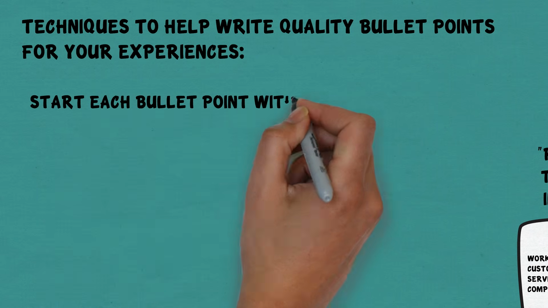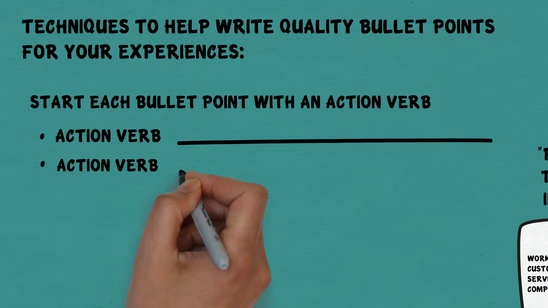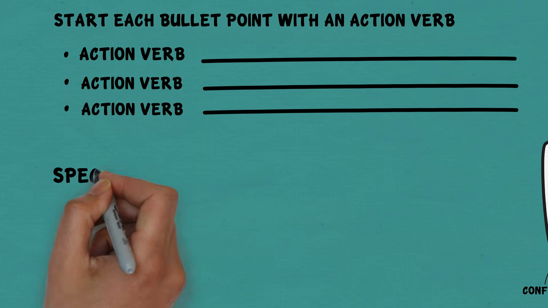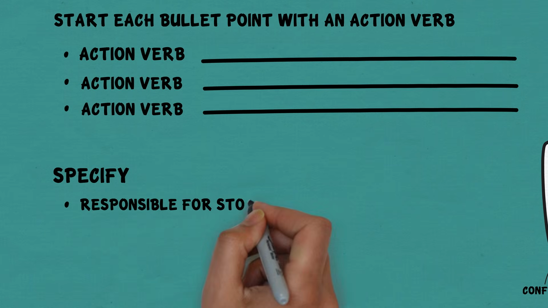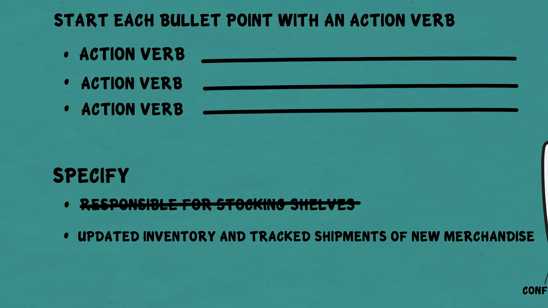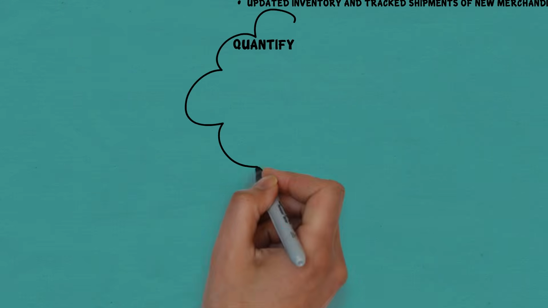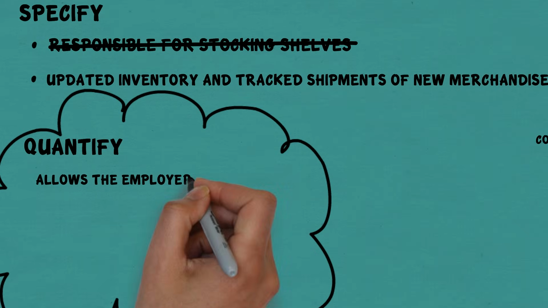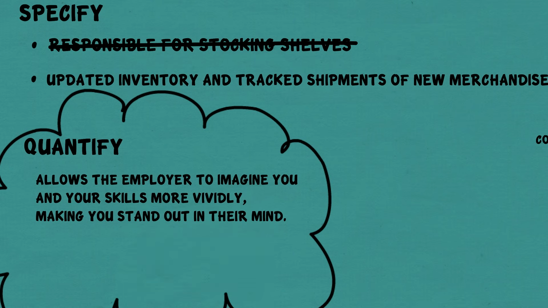First, start each bullet point with an action verb. This will help the person scanning your resume to feel energized and keep reading. Next, you'll want to specify. Instead of a bullet reading, "responsible for stocking shelves," say, "updated inventory and tracked shipments of new merchandise." You'll also want to quantify. Now, quantifying isn't about impressing them with numbers. The technique actually allows the employer to imagine you and your skills more vividly, making you stand out in their mind.